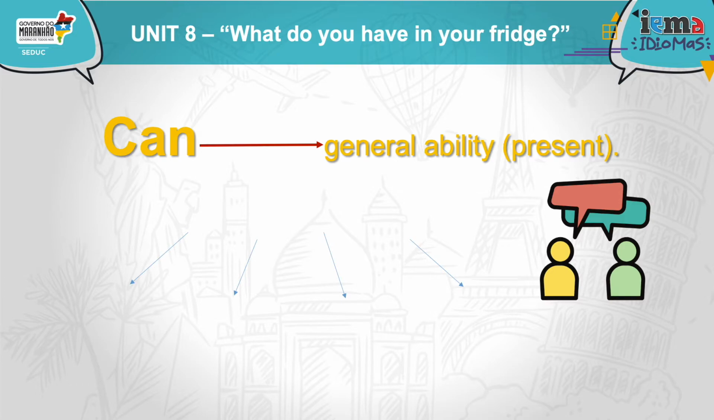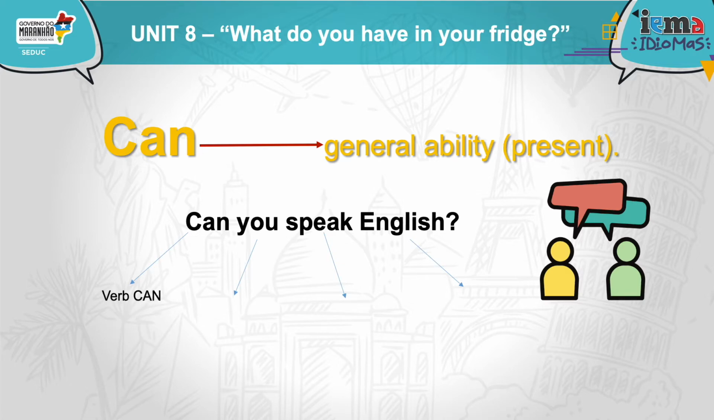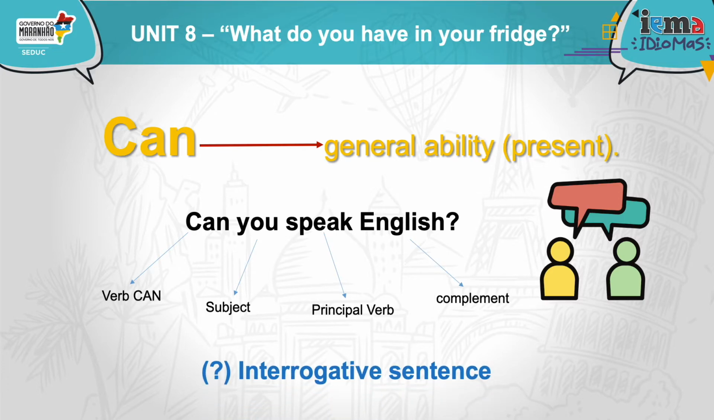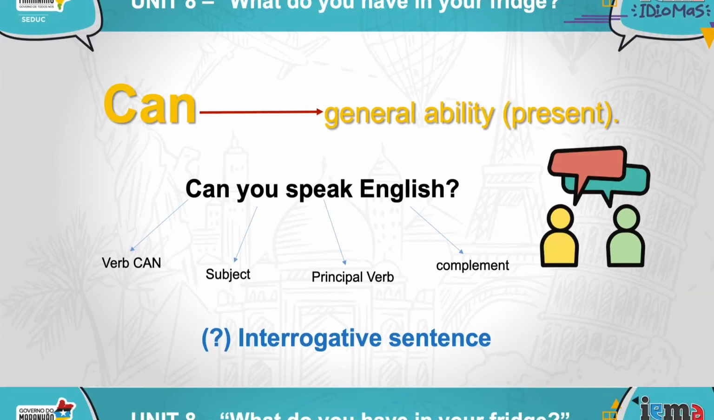Great. And here we have a question: Can you speak English? So in the question, the verb can comes in the beginning. Then we have the subject, the principal verb, and the complement. For all the questions, it will be like that. Can comes in the beginning, except for double-u questions, for example, what, where, when, how, why.